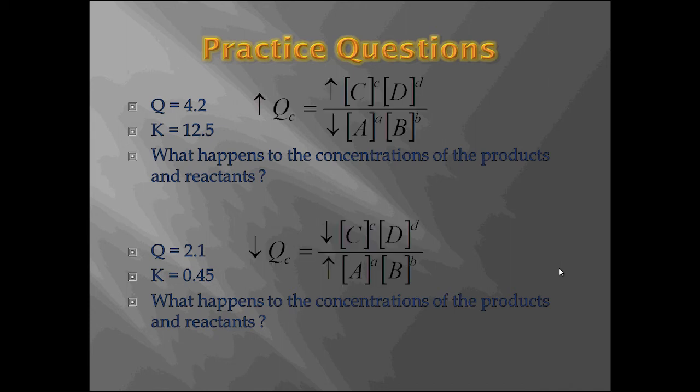Here are the answers. For the first one, where Q is equal to 4.2 and K is equal to 12.5, Q must rise in order to match K. Thus, the products must increase, or the reactants must decrease, or both. In the second one, where Q is equal to 2.1 and K is equal to 0.45, Q must decrease. That means the reactants must increase, or the products must decrease.